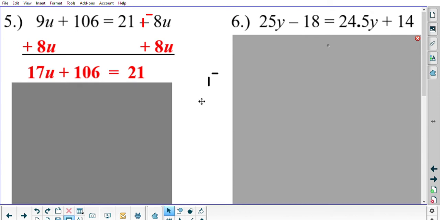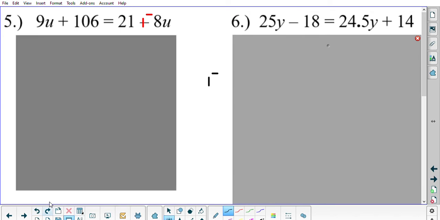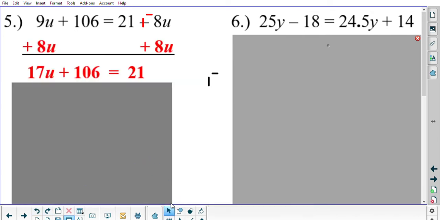Now, full disclosure, the other option for number 5 would have been to add by negative 9u. If you did that, then you would have got 106 equals, and then instead of having a 17u on the left, if you add by negative 9u, then you would have a plus negative 17u on the right. Now, I'm not going to show it that way on my screen, but if you did it that way, it is technically correct, but then you're going to have quite a few more negatives than what maybe I will. So maybe that's helpful, maybe it's not.